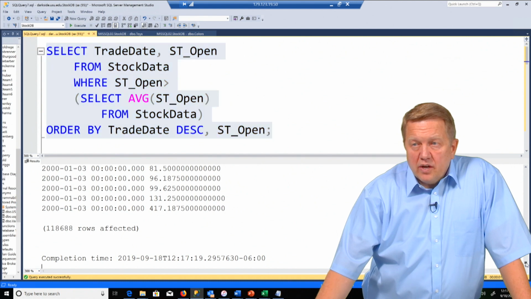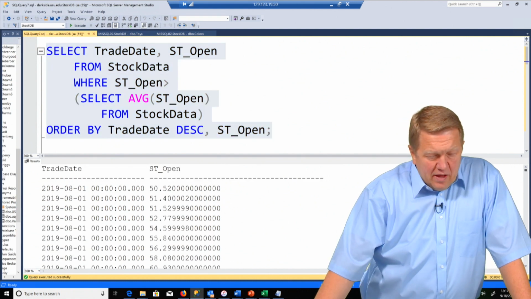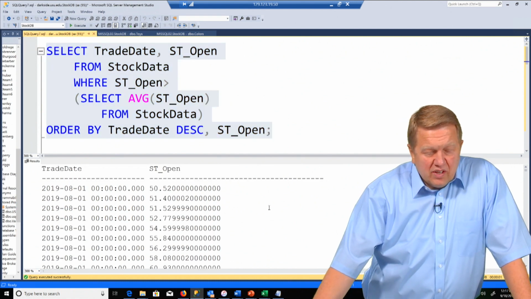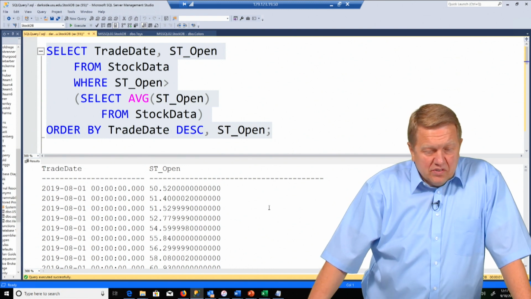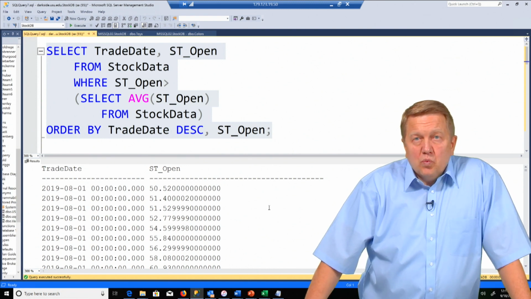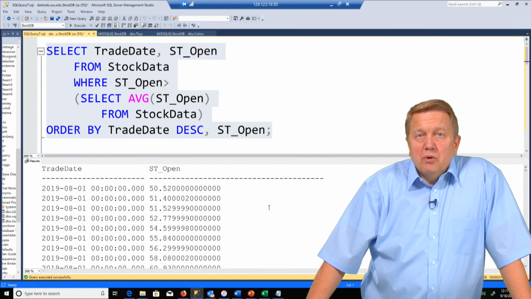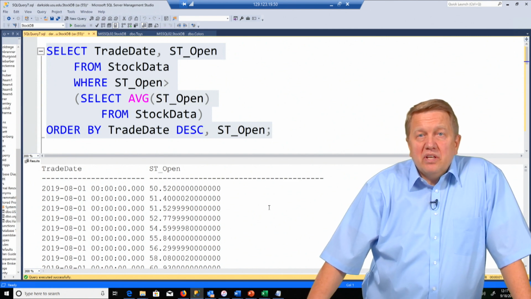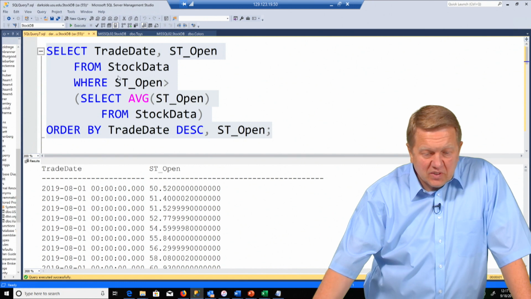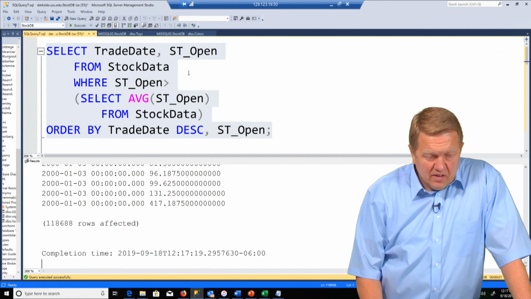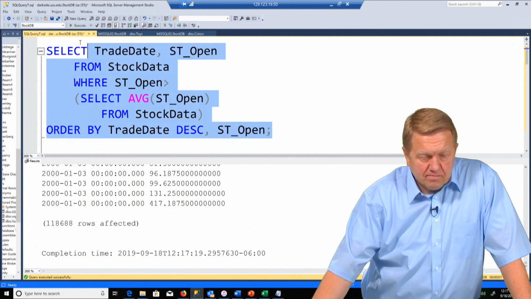Let's go look at the top here. And we see those dates and prices where opening prices were greater than the average. So we love this question because it's the kind of thing that can only be done in a subquery. Okay, let's move to the next one here.